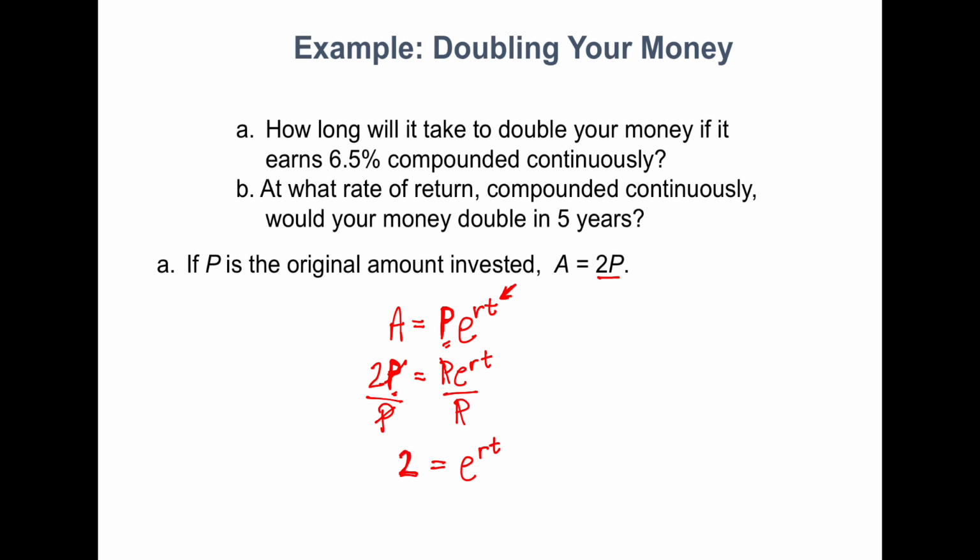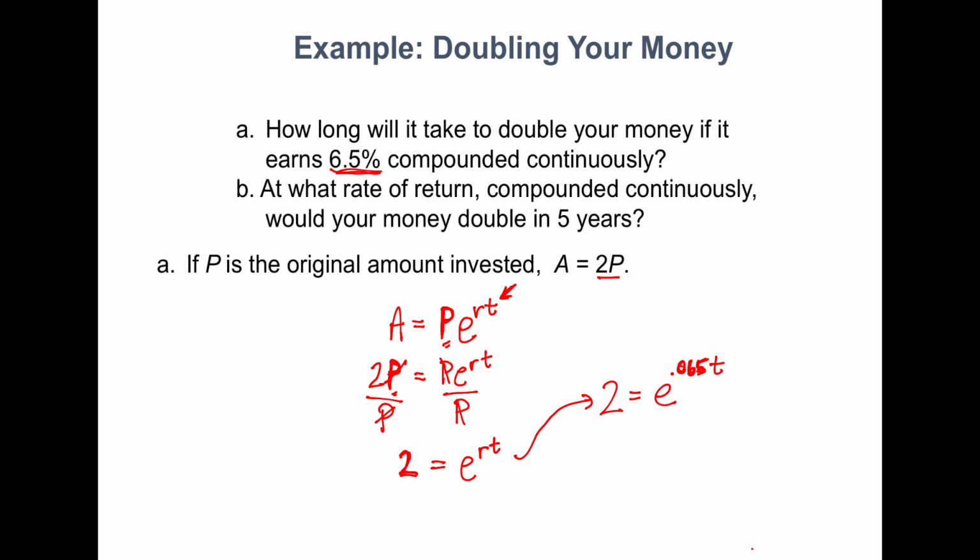The other number I do know as well is the rate. And so I'm going to replace that. Move this over here. So 2 equals e. I'm going to put the rate in decimal. So 6.5% would be 0.065. And multiplied by t. Remember that e is not a variable, even though it's a letter. It's representing, kind of like pi does, a very specific number.